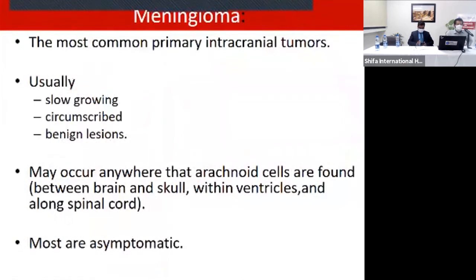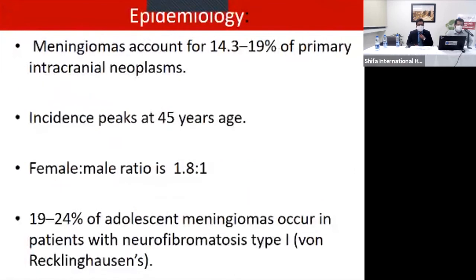So these are the most common primary intracranial tumors. These are usually slow growing, circumscribed, and benign lesions, and may occur anywhere in the brain. Mostly are asymptomatic unless the size increases and causes the mass effect. Meningiomas account for 14.3 to 19% of the primary intracranial neoplasms. Incidence peaks at 45 years of age.